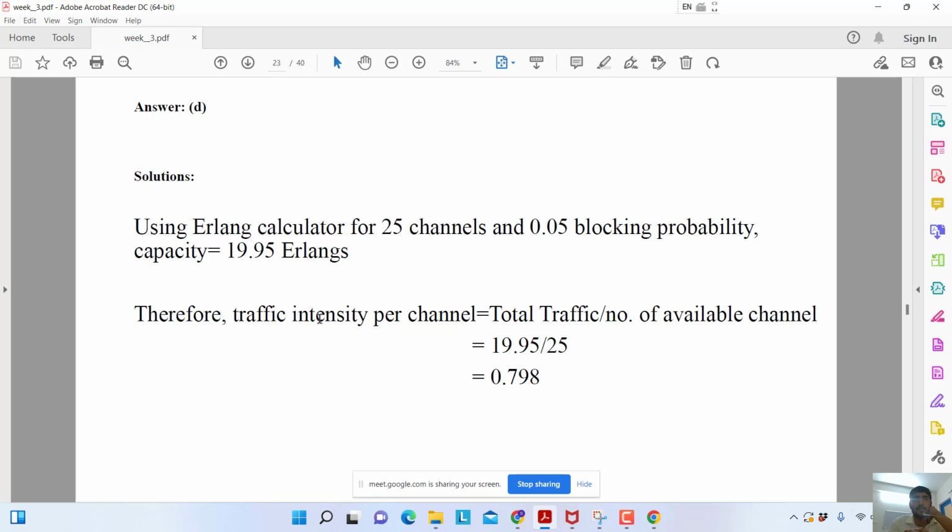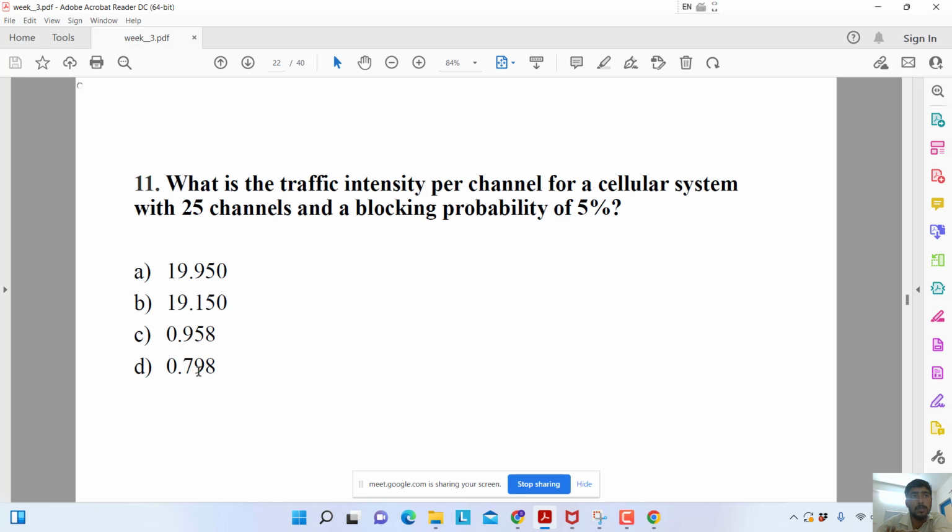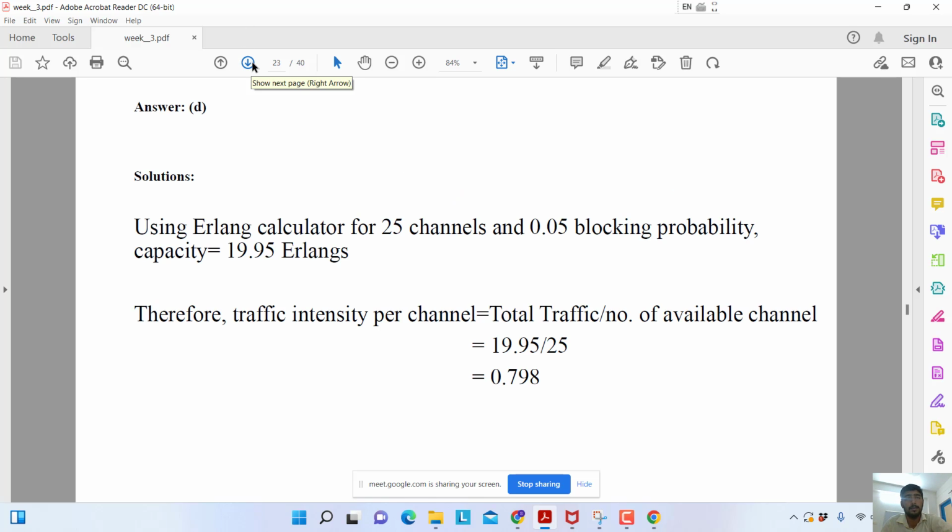So we have to calculate the traffic intensity per channel. The total traffic is 19.95, and the number of available channels is 25. Just put in these two values. It will come to 0.798. So the answer will be option D. Guys, is it clear?